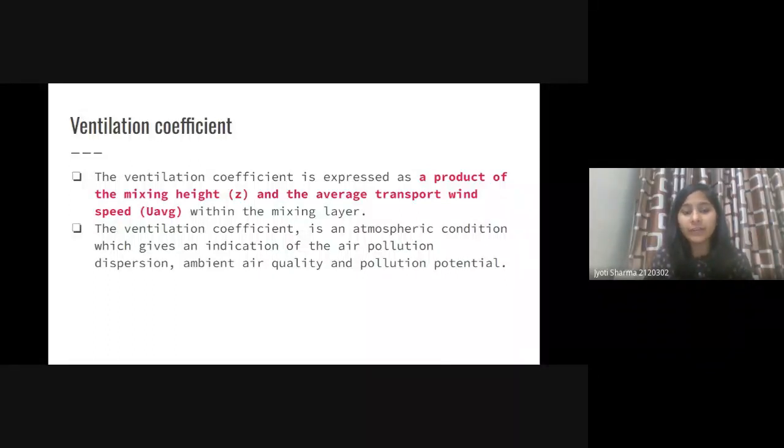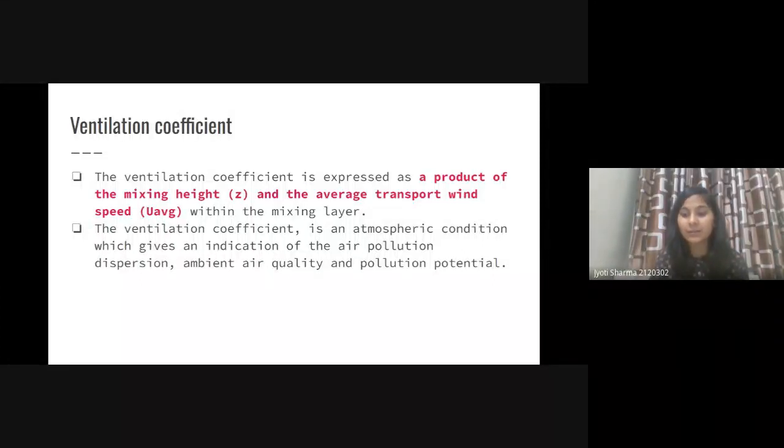If you have a lower ventilation coefficient, it means your air will be stagnant, pollutants will accumulate in that area, and this will give you pollution in that area. And your assimilation capacity will be reduced. So this is the ventilation coefficient, the product of mixing height and the wind speed.